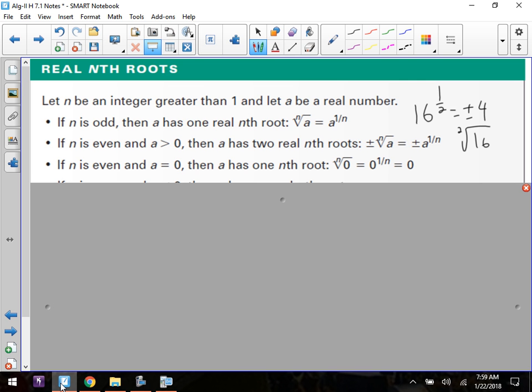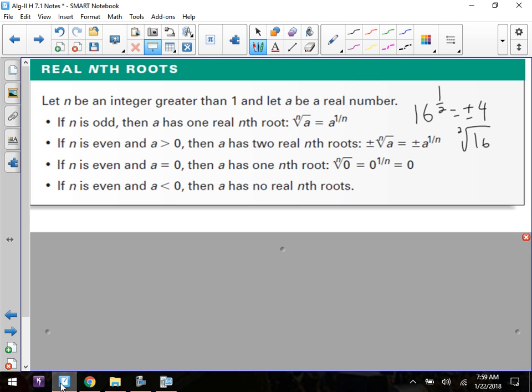If the value of a is 0, what's the square root of 0? What's the third root of 0? What's anything to the 0? Or 0 to any power is always going to be 0. And then the last one is if a is negative and n is even, you can't take the square root of a negative number because it's imaginary.